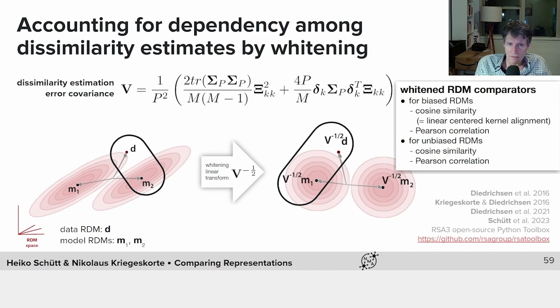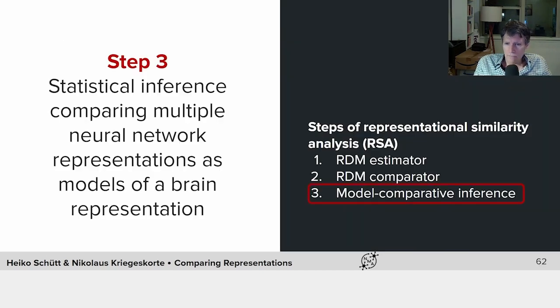All right, let's talk about step 3. Step 3 is model comparative inference. So now we're talking about statistical inference comparing multiple neural network representations as models of a brain representation.